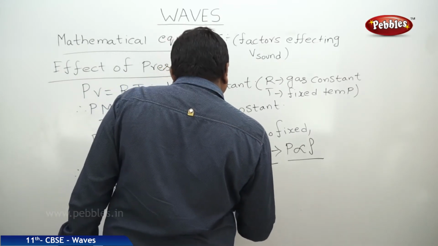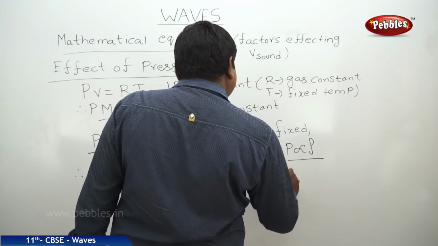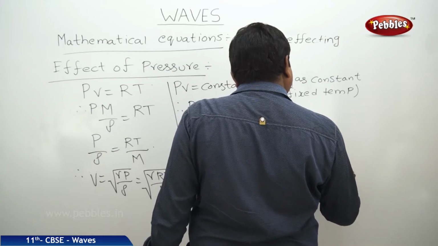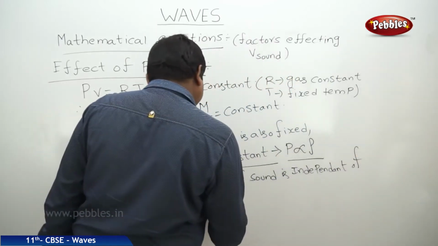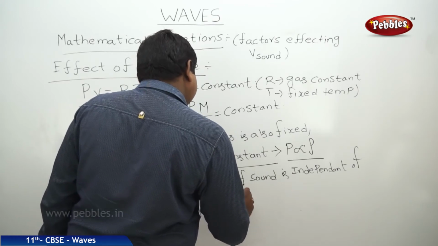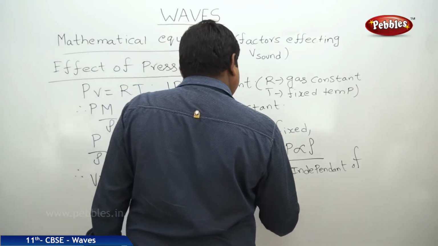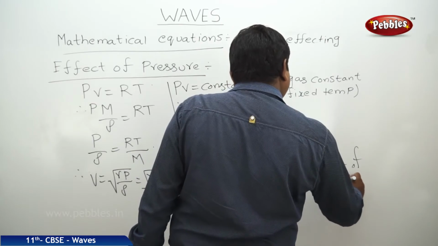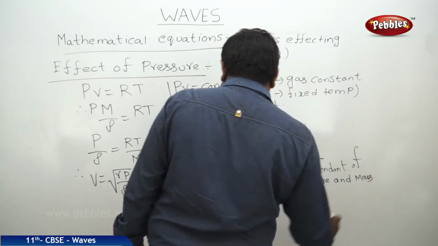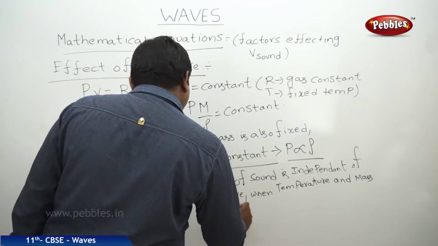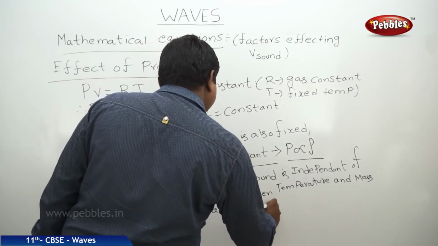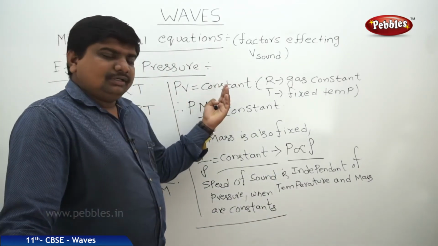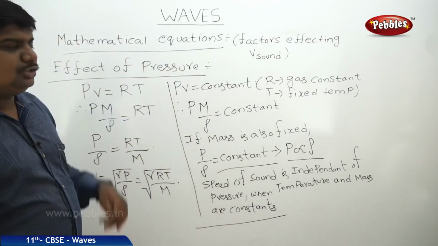Speed of sound is independent of pressure when temperature and mass are constants. So like this, we can define the effect of pressure on the speed of sound.